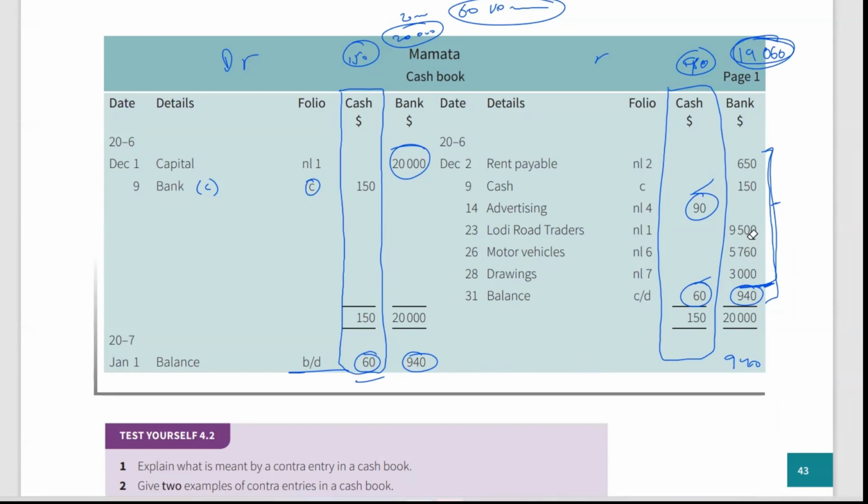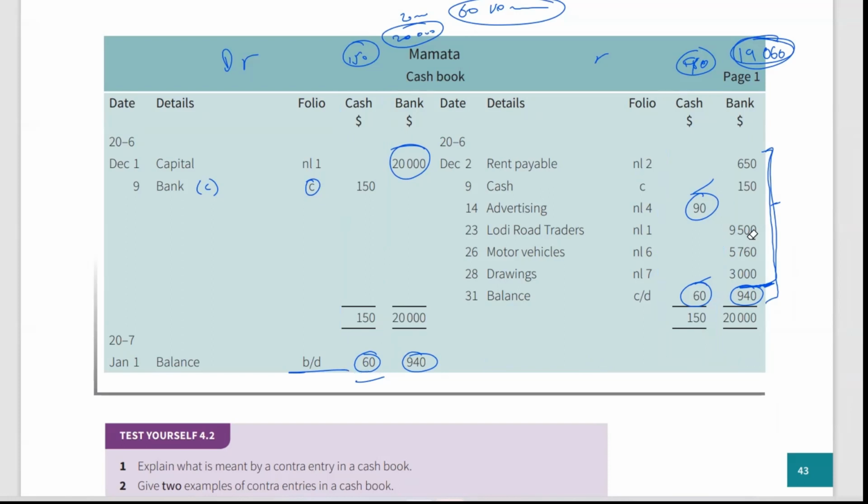The reason is we can have a bank overdraft. We can use more money than we have in the bank account by using overdraft facilities. Cash, however, will always be debit balance. It will always be debit balance or zero. It can never go negative. Cash will never be credit balance.